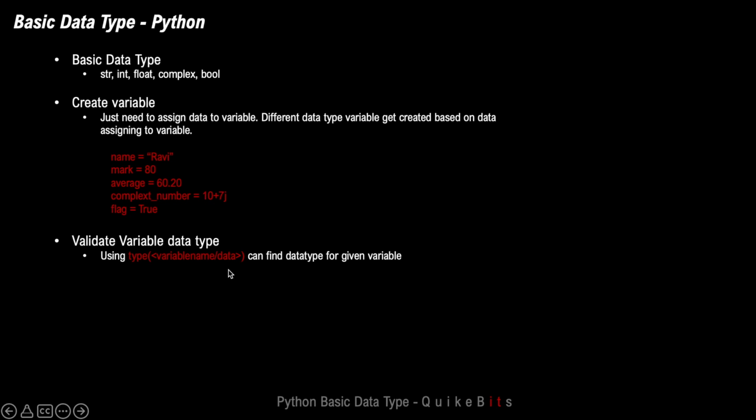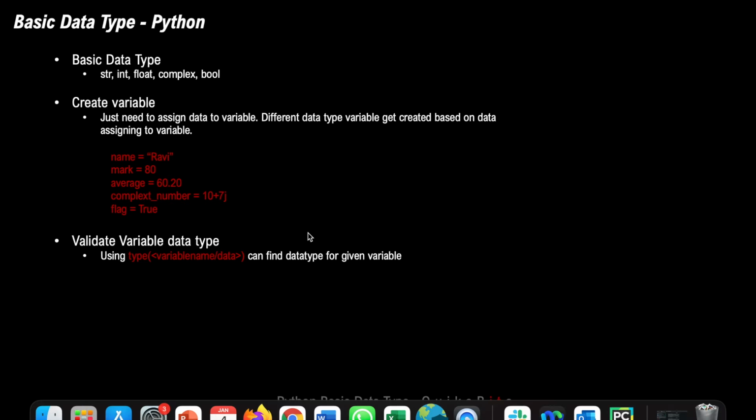Okay, how to see that? Already we have seen how to check a variable's data type. The function is called type, so we'll see that today also. I'll move to the compiler.